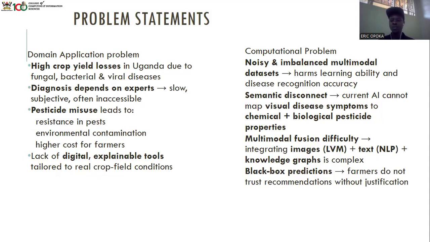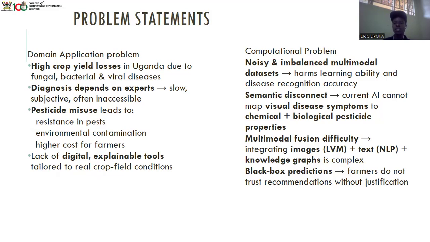So pesticide misuse, in most cases, people don't know the right quantity to apply. In this case, our system also provides the right quantity to apply for a particular pesticide being applied to a pest. So lack of digital explainable tools. In this case, we have people who don't have digital explainable tools. So you install it on your device then access it from anywhere. So in this case, we have the digital explainable tools now at your fingertips.